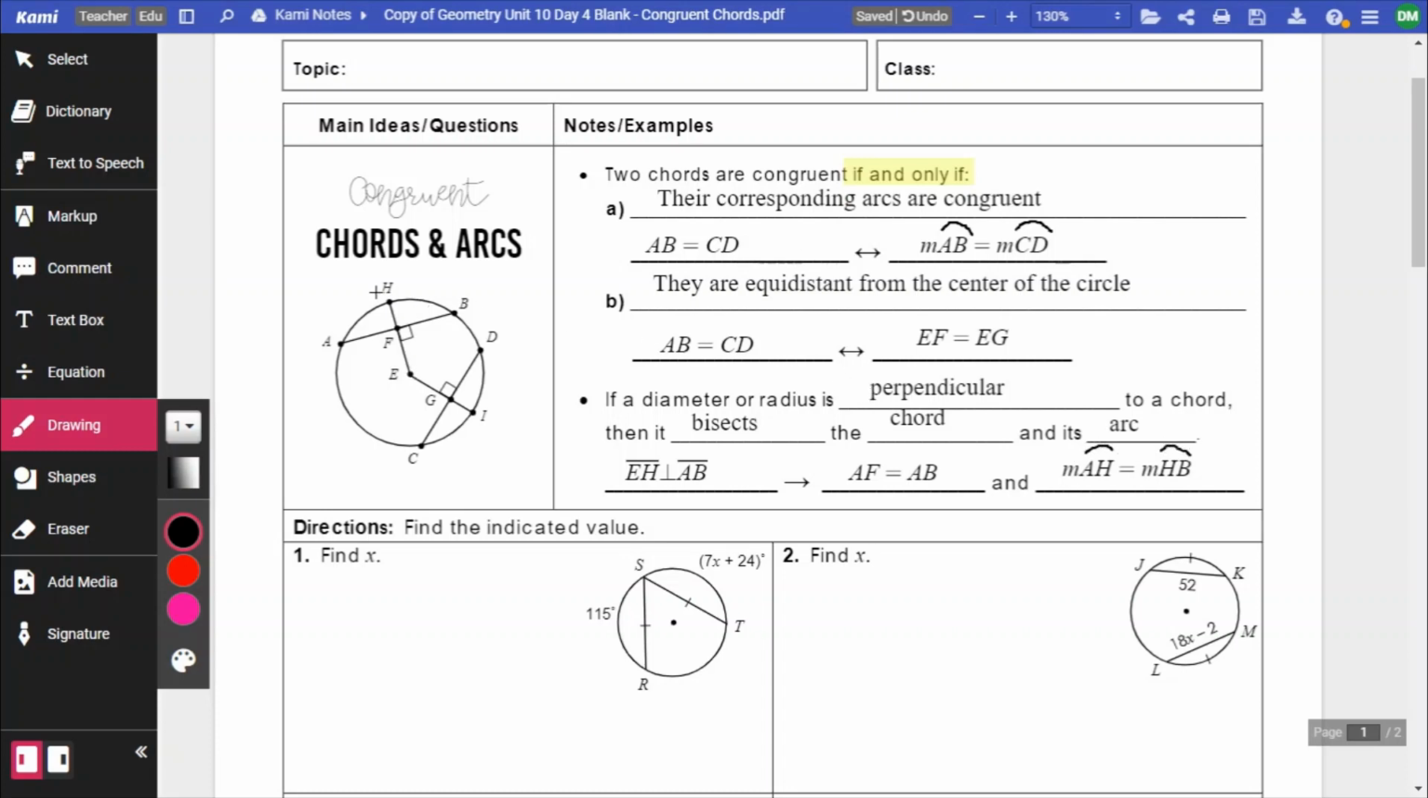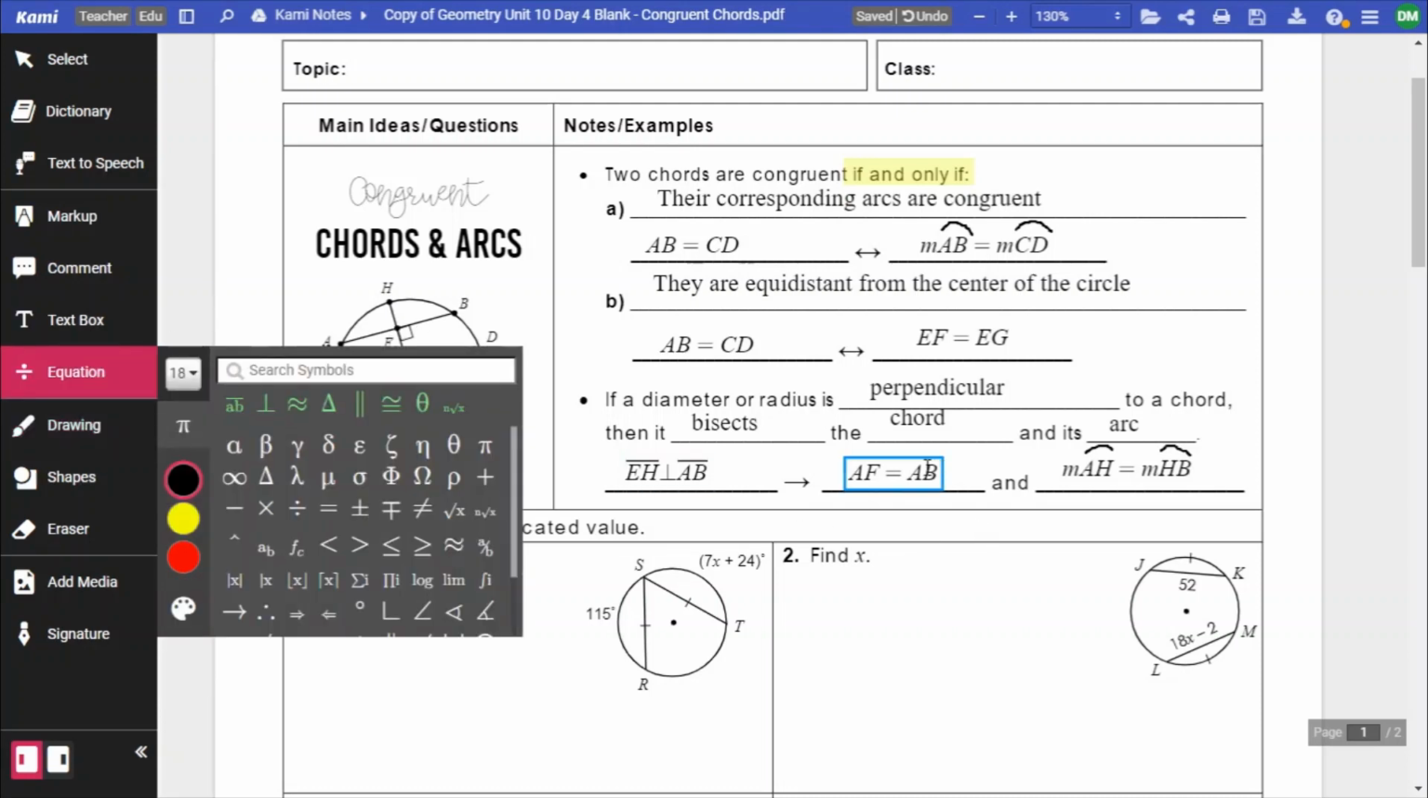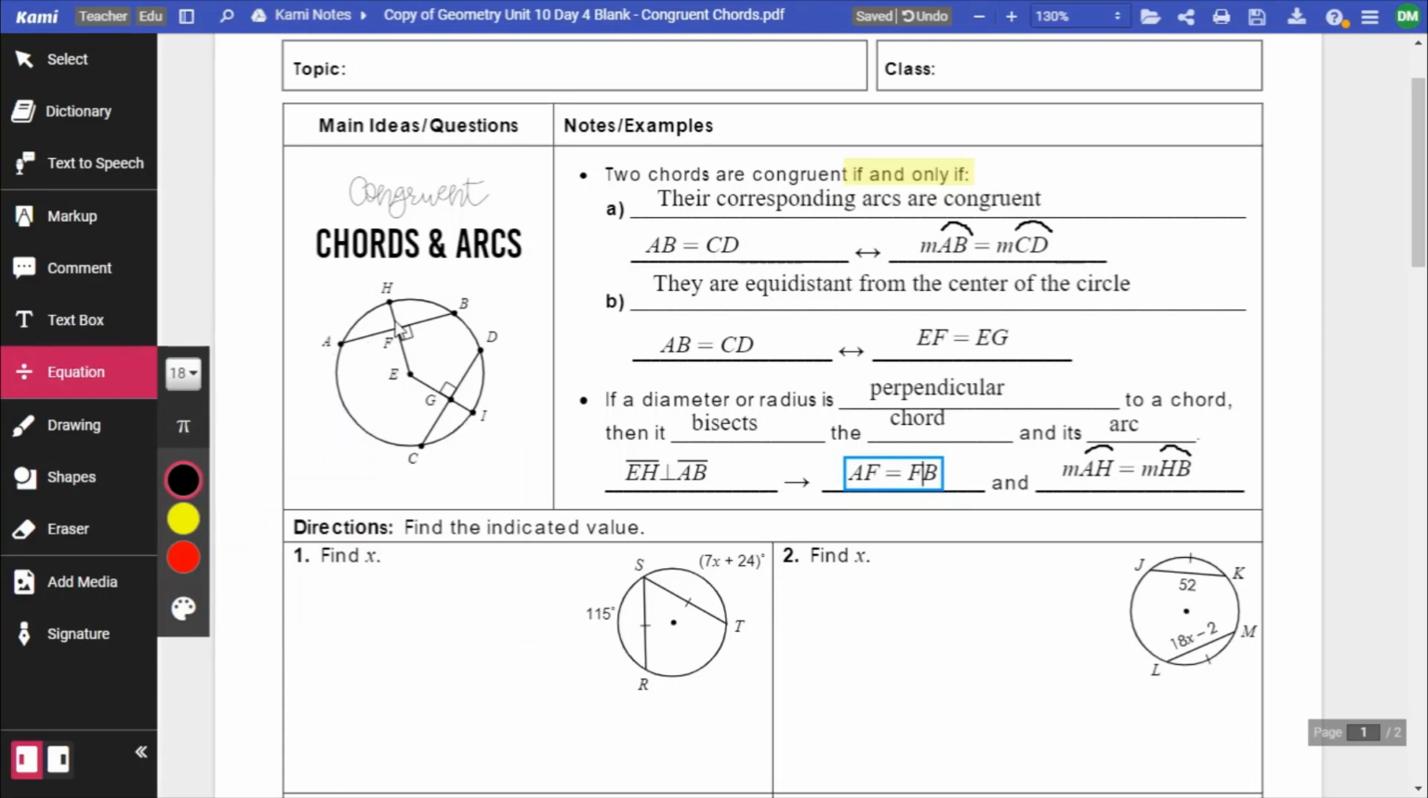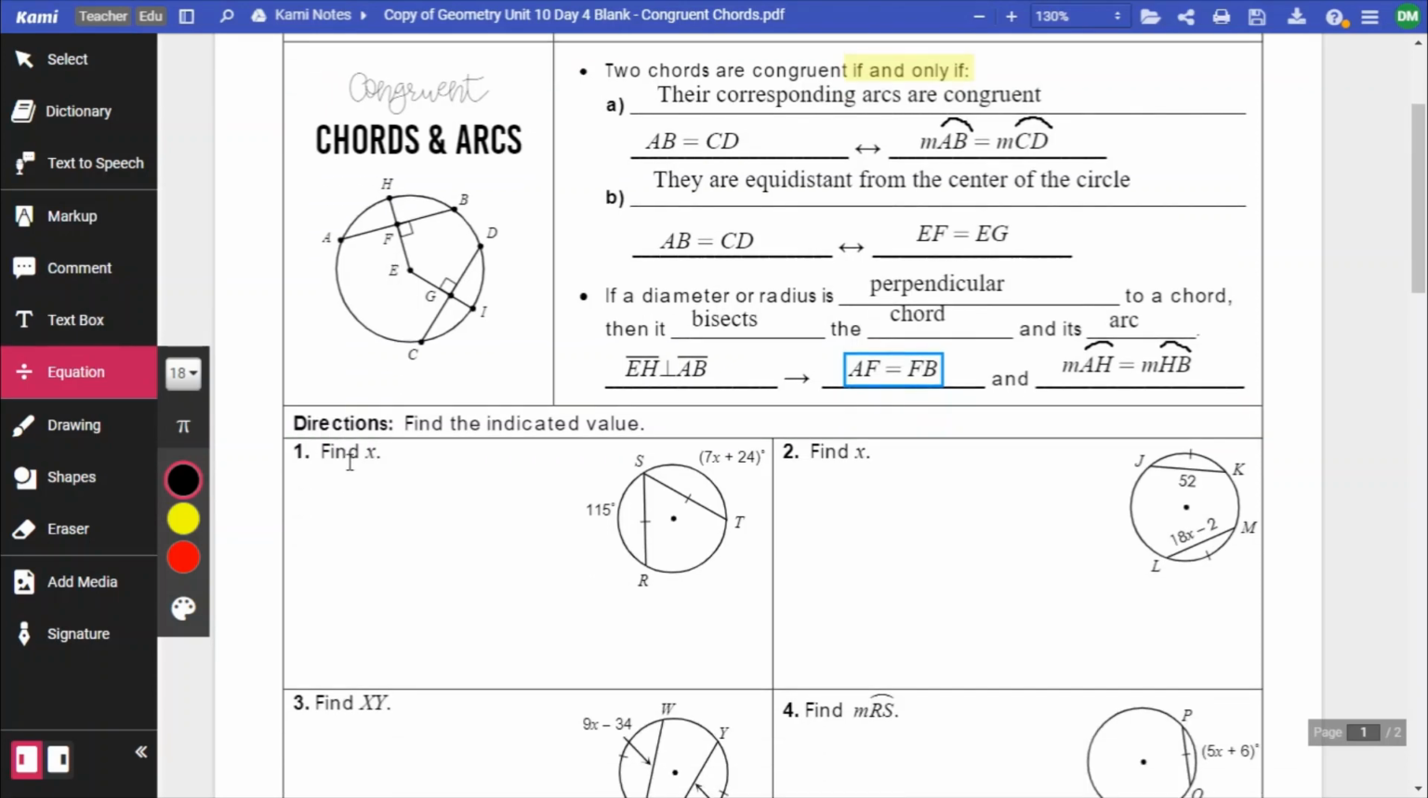So if EH and AB are perpendicular, so they meet at a right angle, then that means that AF is equivalent to FB, and also AH is equivalent to HB. These are congruent arcs. So what does that mean as far as problems are concerned?